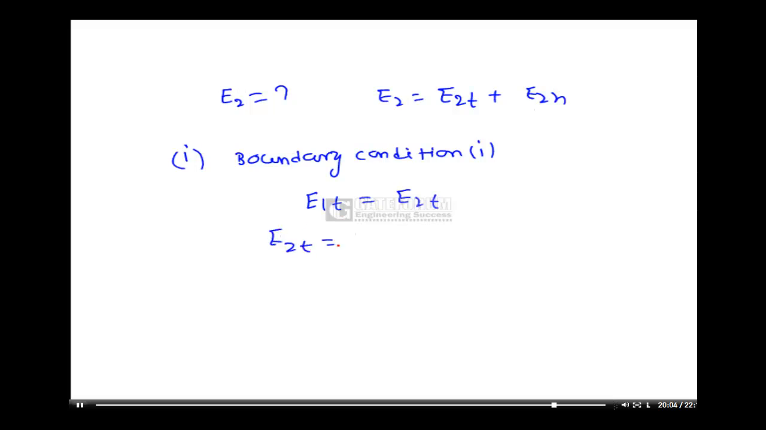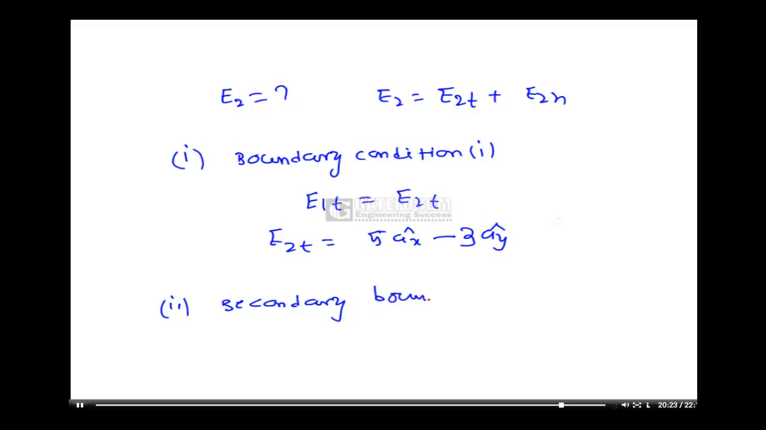E2t is equal to E1t. E1t is nothing but 5ax minus 3ay. So half of the problem is solved. Only I have to calculate E2n. So apply the second boundary condition to calculate E2n.